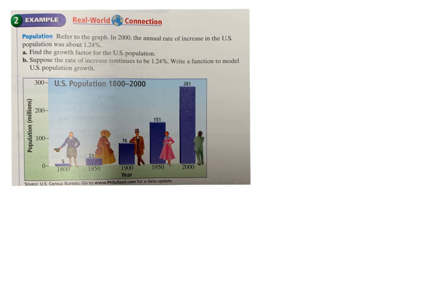All right, the growth factor. So they have given us 1.24% as the annual increase. And so if I'm looking for the growth factor, B is going to be my growth factor in that little y equals a b to the x. B is what we're looking for, our growth factor. It is always going to be 1 plus my rate of increase. So my rate of increase here is 1.24%.